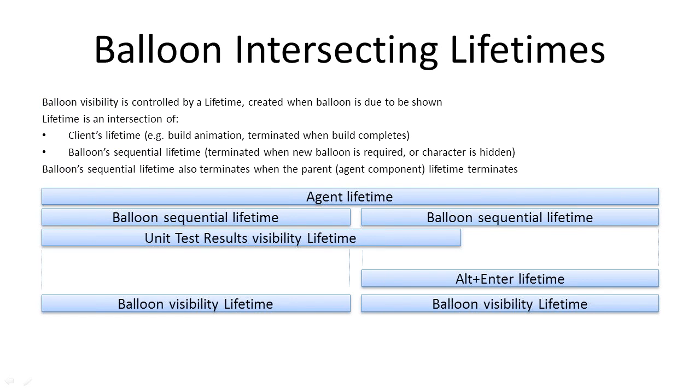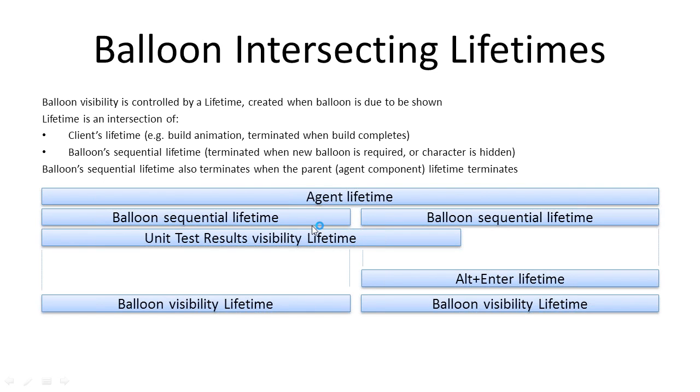If we then look at it in terms of the balloon, here we have our overall lifetime, which is our agent lifetime. Whenever this terminates, everything terminates. This is our overall lifetime. We then have the balloon sequential lifetime. That's our SequentialLifetimes object. So if we are trying to display the results of some unit tests, we run some unit tests, we get a little balloon up saying I've run 33 tests, 4 of them have passed and the rest have failed. We want to display those for a certain amount of time. But while that balloon is being displayed, someone hits Alt-Enter, we then have a new lifetime created, and there's an overlap between the two.